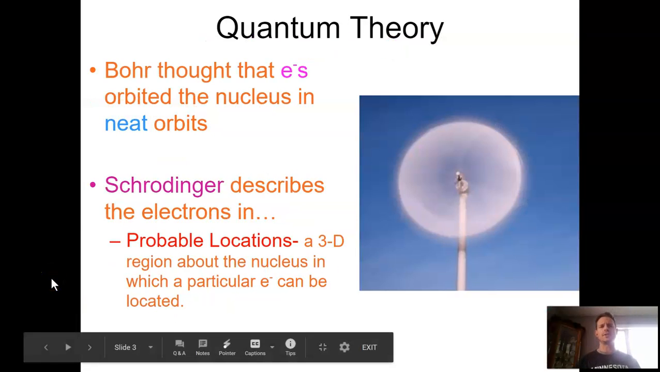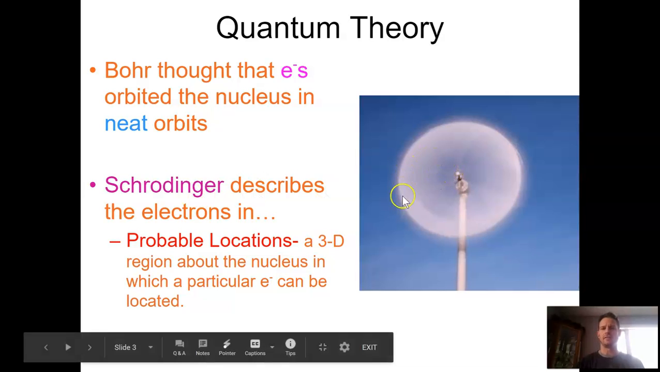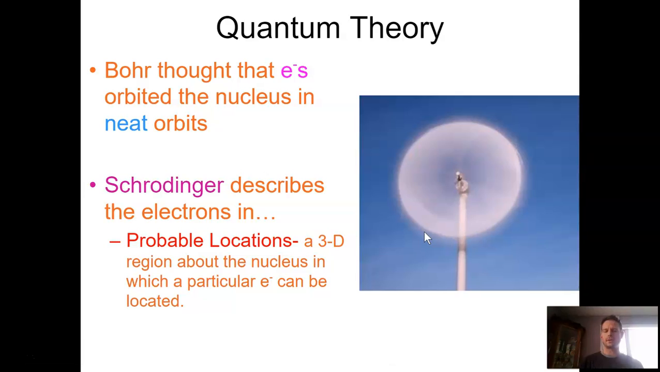And he called this quantum theory, where Bohr thought electrons orbit in these neat little orbits, right? That we're still drawing to this day. But Schrodinger described them as more like probable locations. And the picture here is a very good analogy as to what those probable locations are. So we have our windmill right there, right?